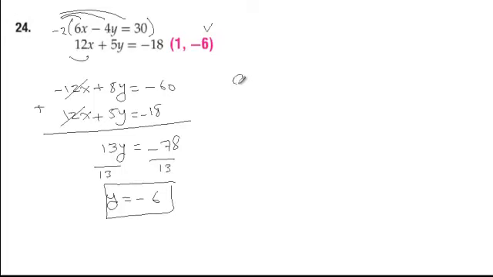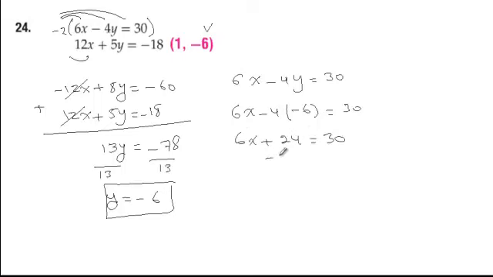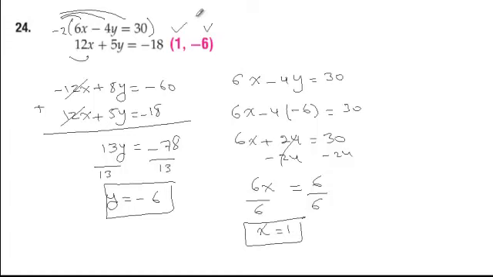So we write 6x minus 4y equals 30. So we have 6x minus 4 times y, which is minus 6, equals 30. Then 6x minus 4 times minus 6 equals plus 24, equals 30. So minus 24 minus 24, you get 6x is equal, this cancels, right? 30 minus 24 is equal to 6. Divide by 6, divide by 6, x is equal to 1. Perfect, that's 1. So we got 1 and minus 6, so this would be the answer of the equation.